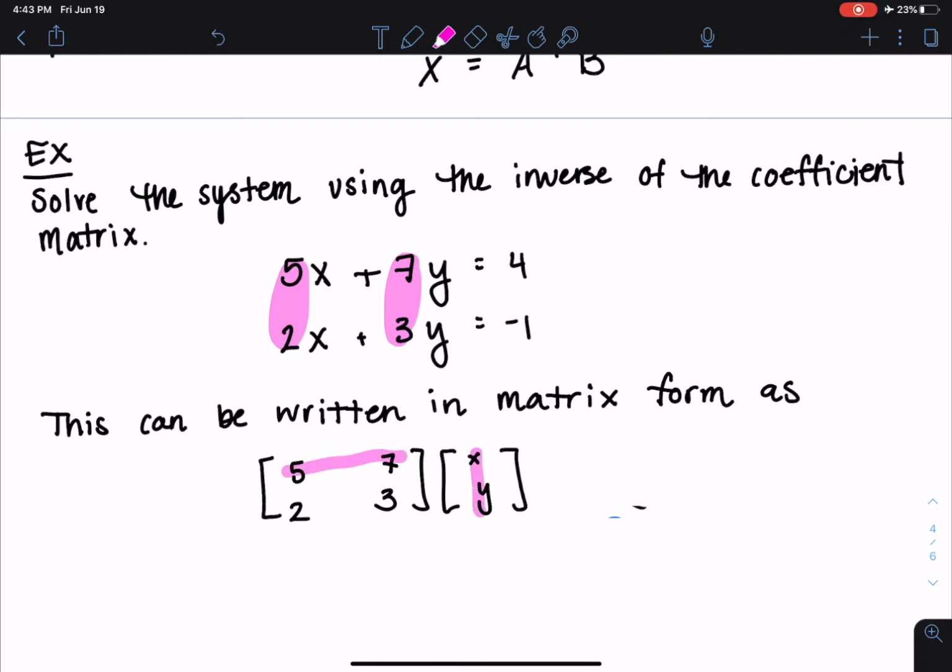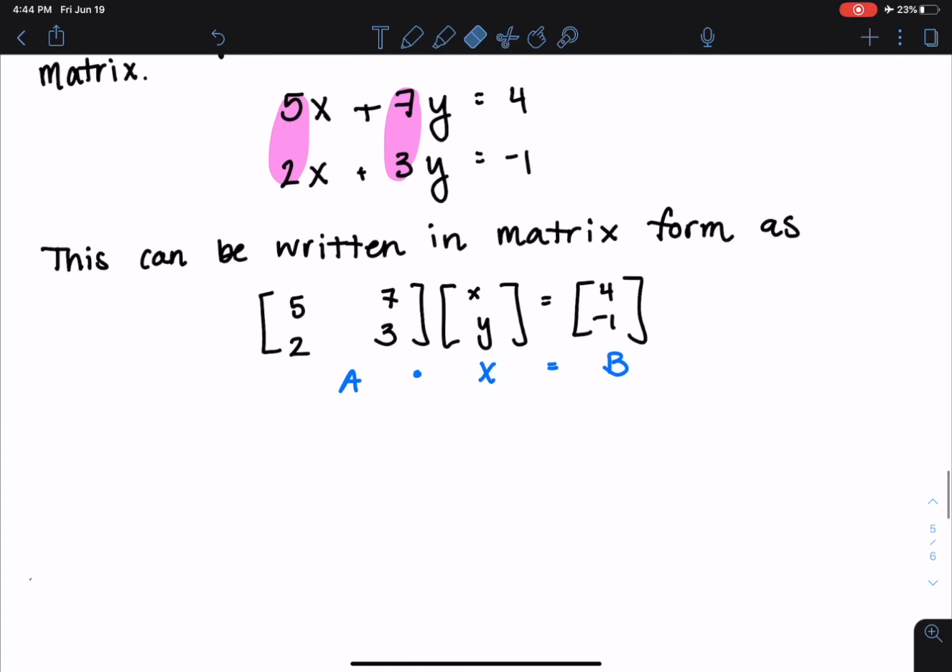times the first column would be 5 times x plus 7 times y, which is exactly what we have here. If you went through the next one, 2, 3 times x, y is 2x plus 3y. So we're able to rewrite that left-hand side in this matrix form. And that needs to equal the matrix for -1. So this is AX equals B.